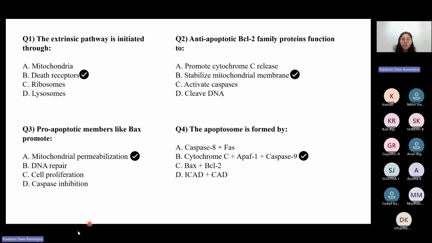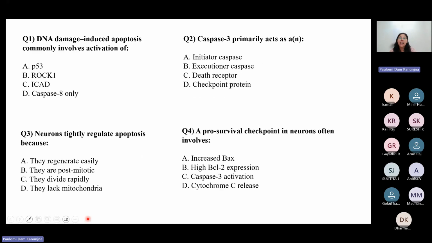So as you do more questions in the next set, I hope you can visualize these pathways, and it becomes easier and more intuitive as you go ahead. This set says: DNA damage induced apoptosis involves the activation of which of these proteins? Caspase 3 primarily acts as... Neurons tightly regulate apoptosis because we know something about neurons very distinctively, and a pro-survival checkpoint in neurons often. Why am I putting neurons here? Because they were discussed as a specific case in the lecture notes.